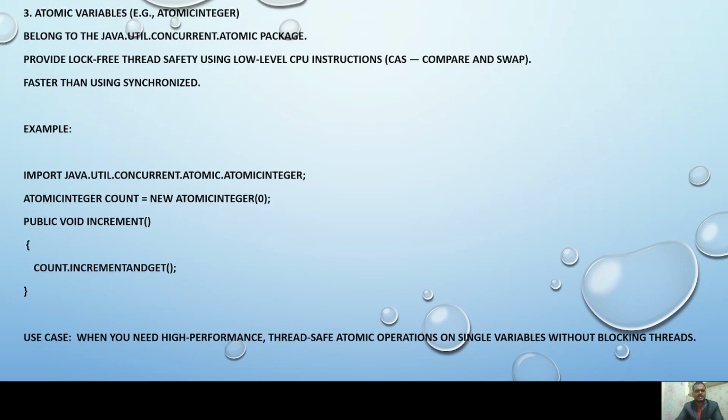Atomic variables, that is AtomicInteger, belong to the java.util.concurrent.atomic package. They provide lock-free thread safety using low-level CPU instructions, CAS, compare and swap. Faster than using synchronized. Example: import java.util.concurrent.atomic.AtomicInteger; AtomicInteger count = new AtomicInteger(0); public void increment() { count.incrementAndGet(); }. Use case: when you need high performance, thread safe atomic operations on single variables without blocking threads.